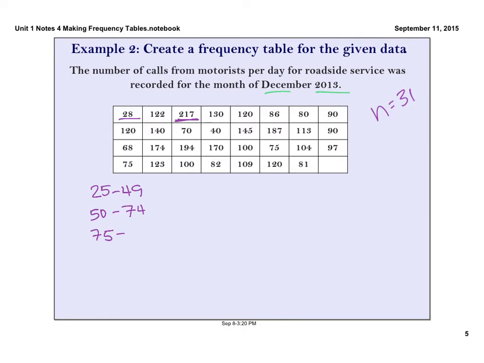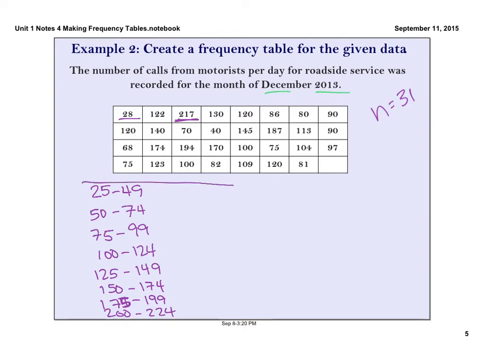So 50 to 74, 75 to 99, 100 to 124, 125 to 149, 150 to 174, 175 to 199, and then 200 to 224. So that's going to give me all the intervals that I need. And the label for this would be number of calls.